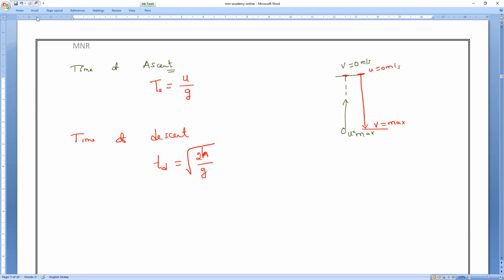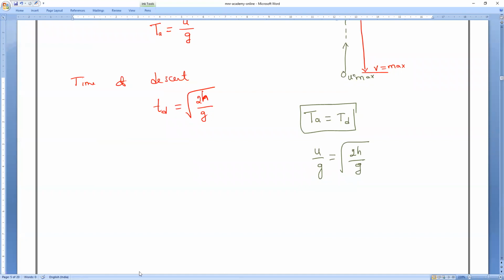Have I taught everybody or not? So are these both equal or not? We all know that time of ascent is equal to time of descent. Am I right, everyone? Yes, sir. That means u by g is equal to root of 2h by g. Am I right?